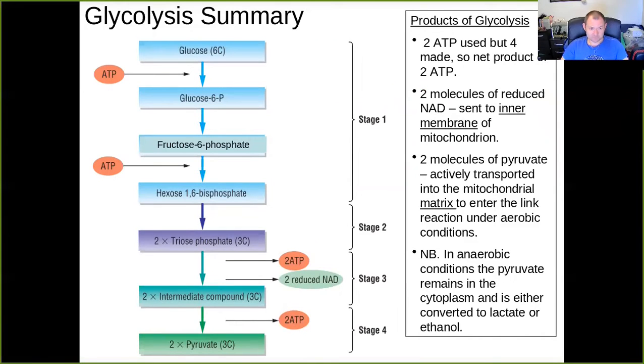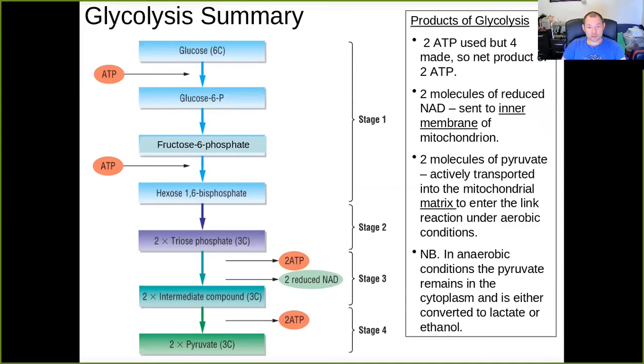So here's a summary. We have glucose, which becomes glucose 6-phosphate, then fructose 6-phosphate, hexose 1,6-bisphosphate, which produces 2 triose phosphates, three-carbon sugars. Sorry, there are 2 of them. Each one is a three-carbon sugar. 2 intermediate compounds and 2 pyruvates. So in glycolysis, 2 ATPs are used, but 4 are made, so there's a net profit of 2 ATPs, which can be used for energy.